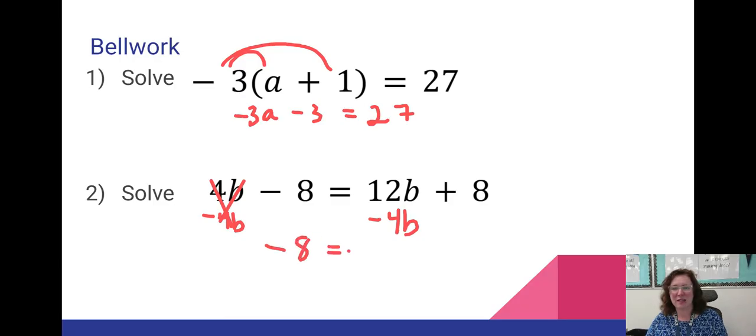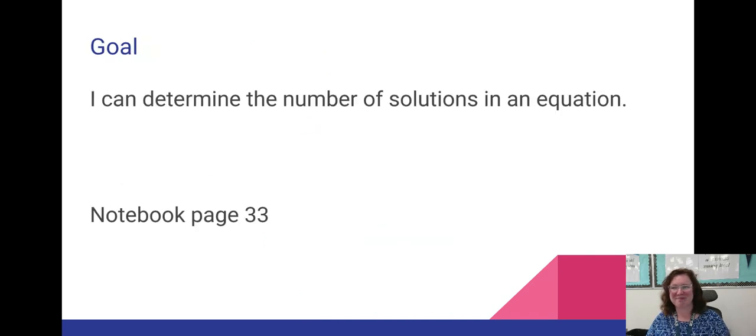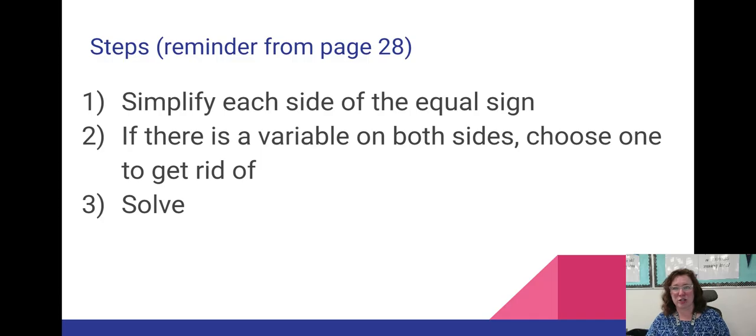Now we have negative 8 equals 8b plus 8. And now it's a two-step equation. Subtract 8 on both sides, and then divide by 8. That's a whole lot of 8s. Our goal: I can determine the number of solutions in an equation.